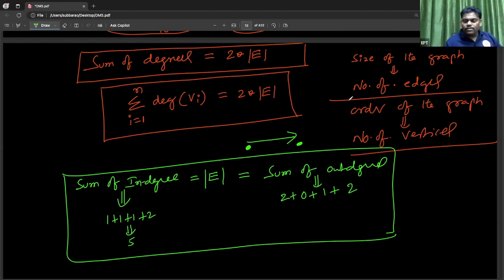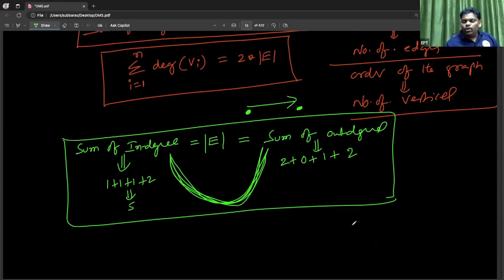Sum of in degrees is equal to sum of out degrees is equal to total number of edges. That is the reason it became double. Suppose you remove direction and add these two. Sum of in degrees plus sum of out degrees, which is nothing but sum of degrees, is equal to 2e, because 5 plus 5 becomes 10, which can be written as 2 into 5, where 5 is e. So be careful. Are you okay till now?